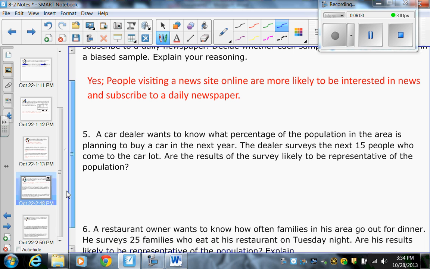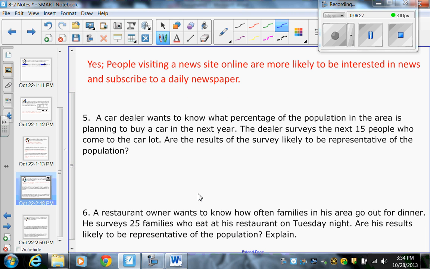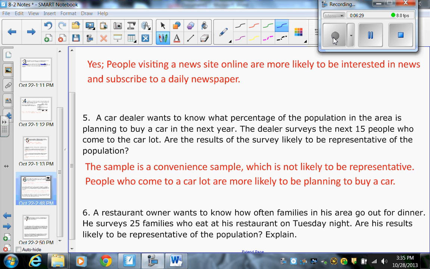Example 5. A car dealer wants to know what percentage of the population in the area is planning to buy a car in the next year. The dealer surveys the next 15 people who come to the car lot. Are the results of the survey likely to be representative of the population? Since the car dealer is asking people that come to their car lot, this is a convenient sample, and convenient samples are not completely random and therefore are probably going to produce a biased sample. So we would say that the sample is a convenient sample, which is not likely to be representative, and people who come to the car lot are more likely to be planning on buying a new car.